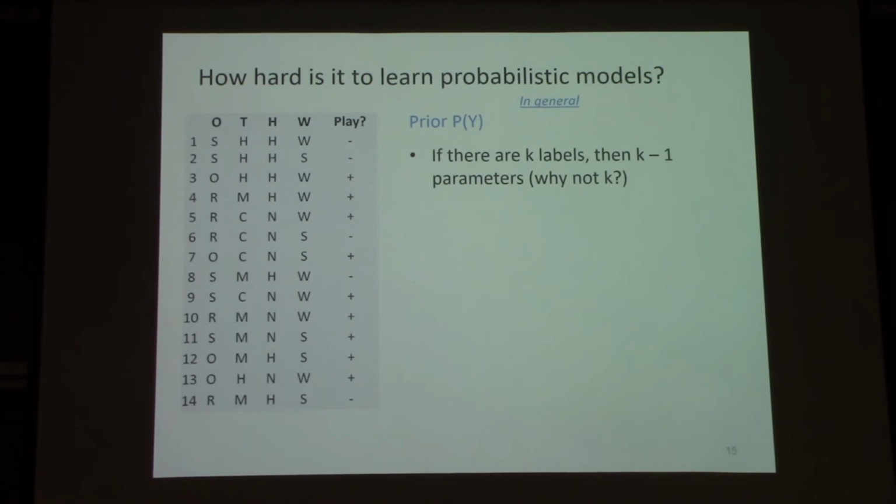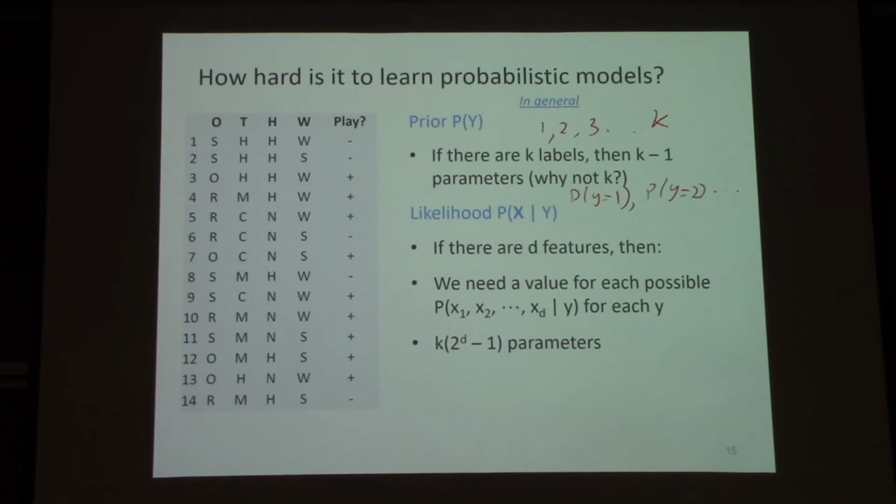Let's say you have k labels, not 2. Then you need k minus 1 numbers for the prior. Because if you have k labels, let's call them 1, 2, 3, all the way to k, then you will need the probability that y equals 1, the probability that y equals 2, and so on. So you need k minus 1 numbers for the priors.